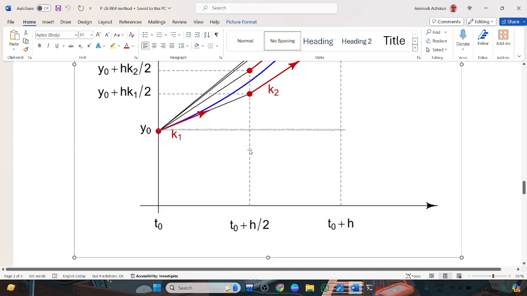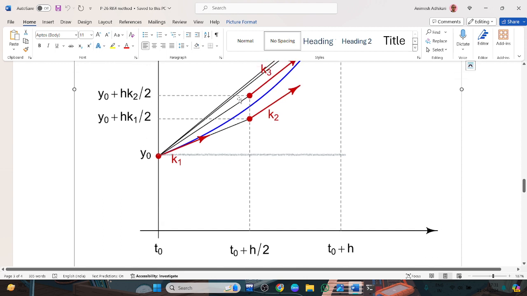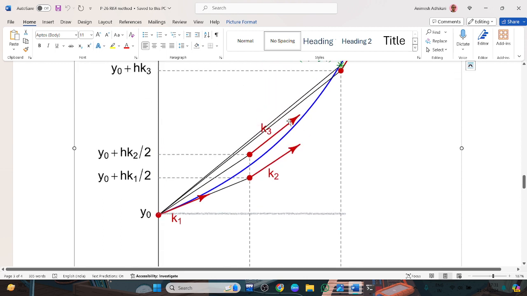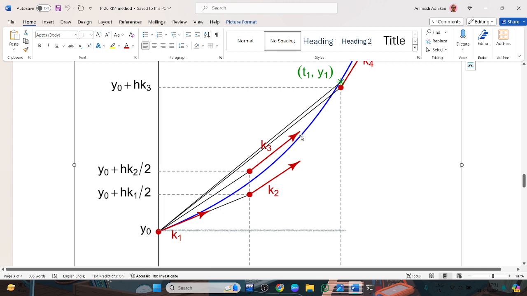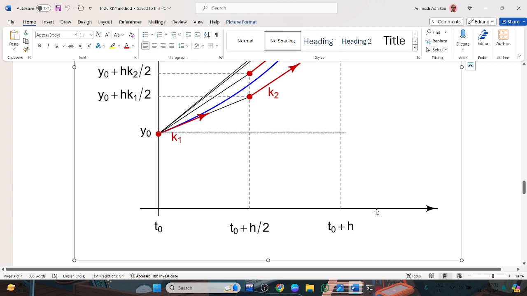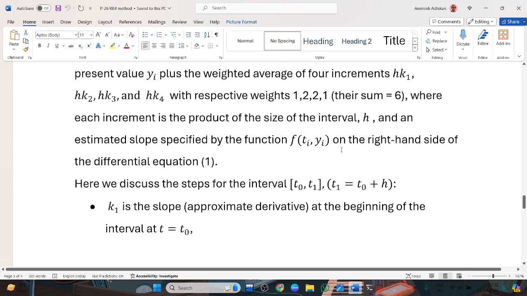At this point, the midpoint t0 plus h by 2 comma y0 plus h k2 by 2, we draw a slope that is the function value f(t, y), that is k3. So k3 is the slope at this point, and next we draw a parallel line through this point y0. So this point is y0 plus h k3, actually this height, and correspondingly this point is t0 plus h. Then we take the average height.